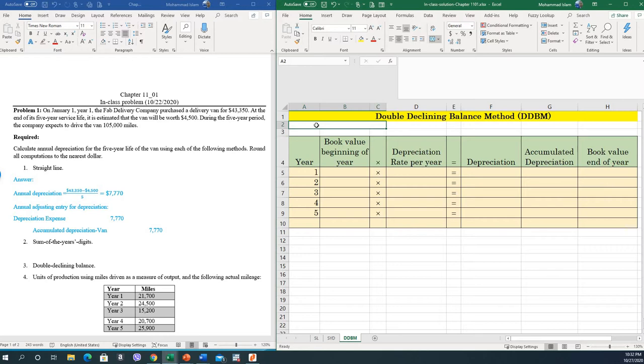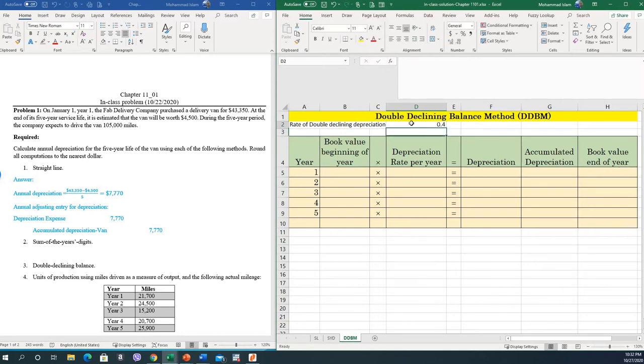So the first one is the double declining balance method, and we need to calculate the rate of double declining balance depreciation. So it should be the straight line rate. Straight line rate is 1 over the number of useful years. Okay, number of useful years, so that is 5, multiplied by 2, so that is equal to 40%.